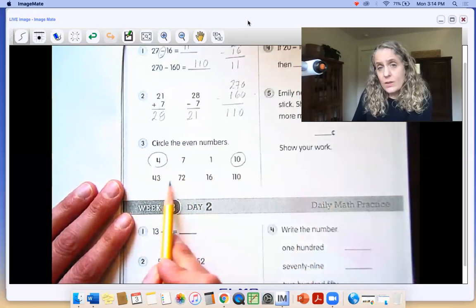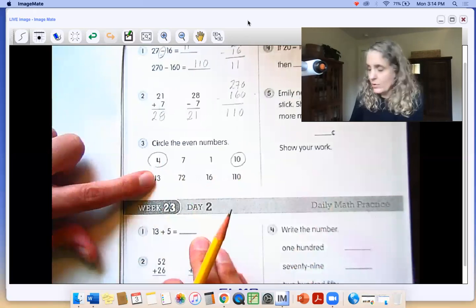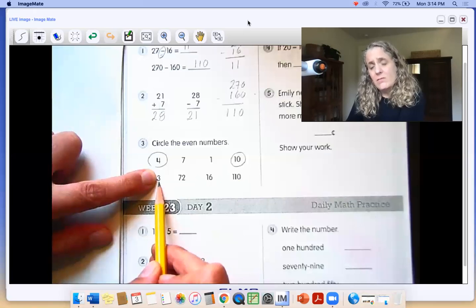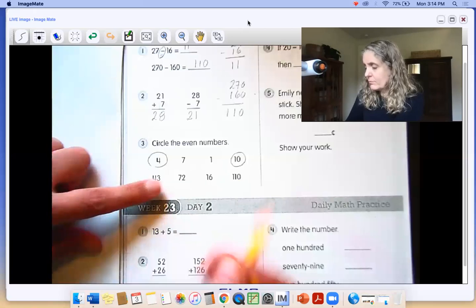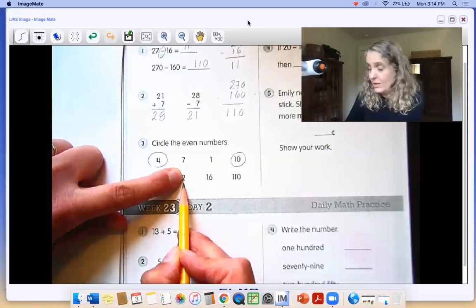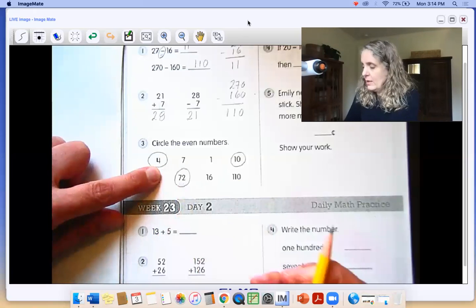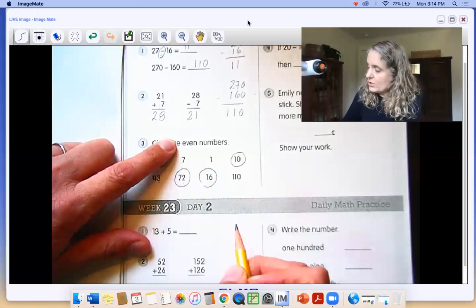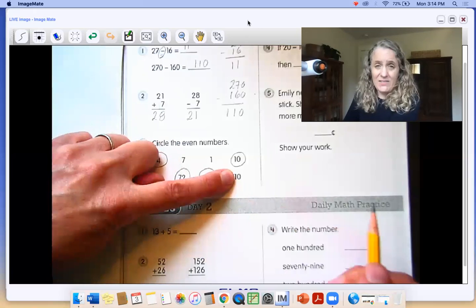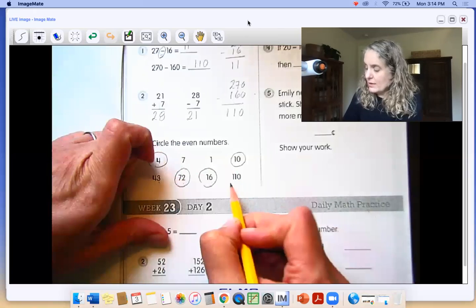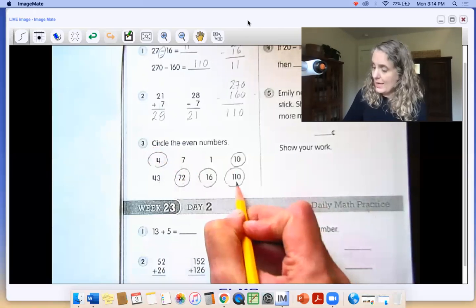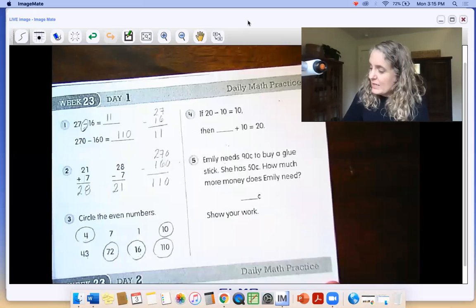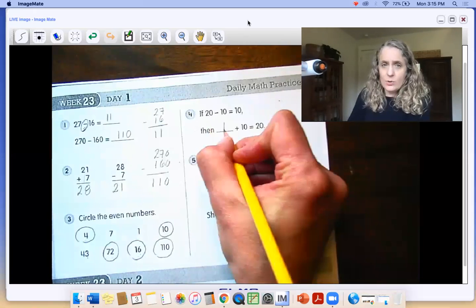And when you get higher and higher with the numbers, there's a trick. You can just look at the number in the ones column, and you can say, well, is 3 even? No. So 43 is not even. And you can look at the 2. Is the 2 even? Yes. So 72 is also even. Is the 6 even? Yes. So 16 is also even. And when there's a 0 right there, you have to look at the 10. So is 10 even? Yes. So 110 is even. 55 plus 55 equals 110. 8 plus 8 is 16. Okay, so you can tell that they're even. That's the trick. All right, if 20 minus 10 equals 10, then 10 plus 10 equals 20.